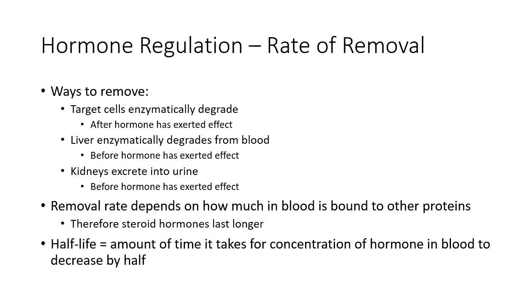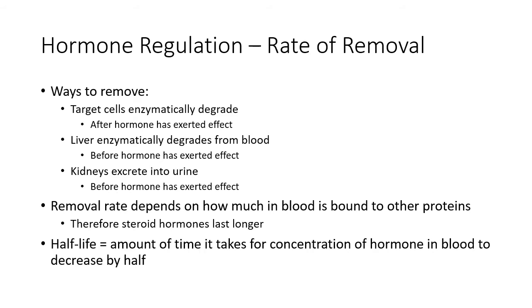If the target cell is enzymatically degrading the hormone, then the hormone would actually have its effects on the target cell and then be degraded. If it's degraded by enzymes in the liver or if it's excreted into the urine, then that's just going to be happening as it's circulating. So it may or may not have had its effect on the target cells before it's degraded or excreted into the urine.